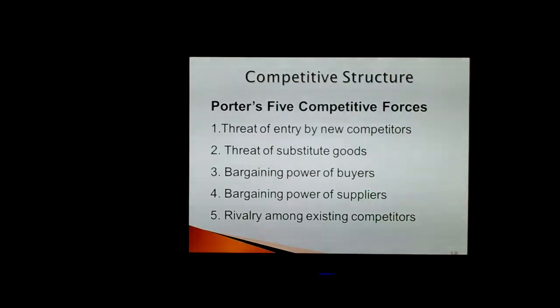Michael Porter's 5 competitive forces. I would know these for homework and a quiz. Threat of new entrants, threat of substituted goods, bargaining power of buyers, suppliers, and then rivalry among existing competitors. These are the 5 competitive forces. This guy's a Harvard professor. He came up with these theories, and they're pretty spot on in terms of competitive forces in the market.